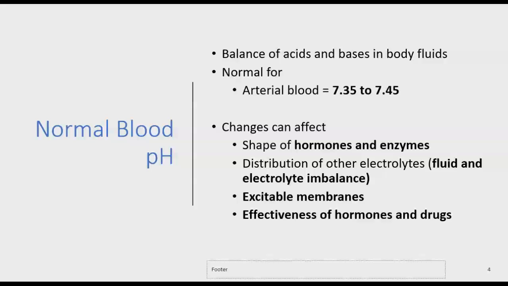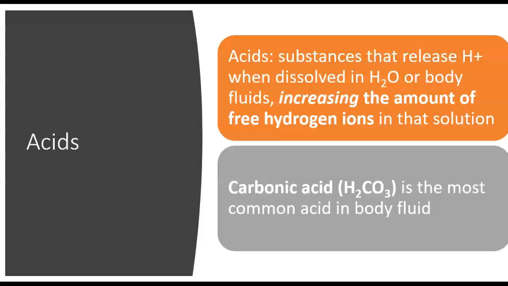And maintaining homeostasis, maintaining that blood in that normal 7.35 to 7.45 value is important because once it becomes off, it affects many things, including hormones, enzymes, how drugs work, the distribution of electrolytes, which affects fluid and electrolyte imbalances, and it also changes excitable membranes, making the heart, nerves, muscle, and GI tract either less or more active than normal.